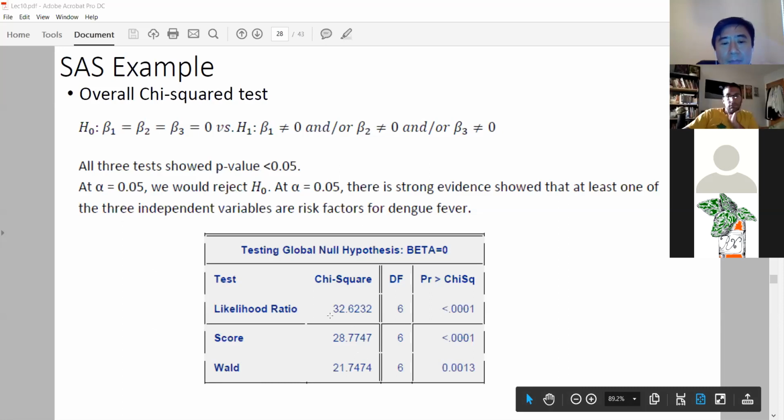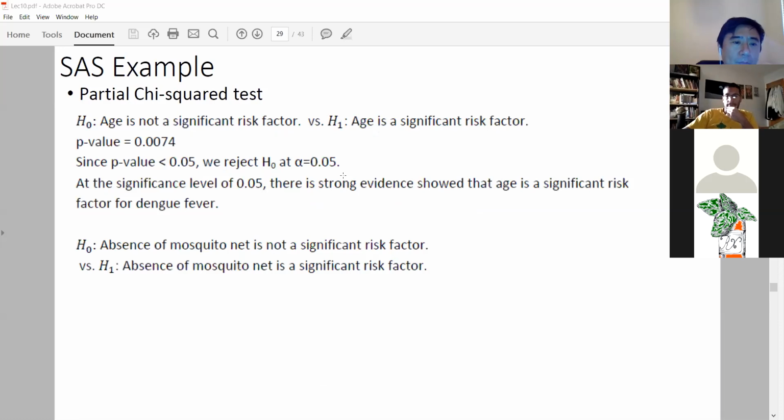I'm not going to go into too much detail there. But in statistics, I can tell you they're very similar except for the test statistic, and you can use any one of them to evaluate the significance of the model as a whole.